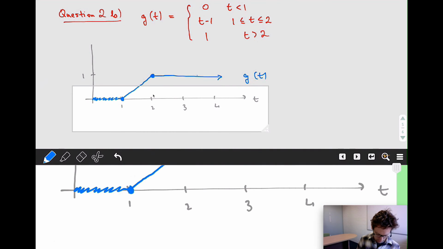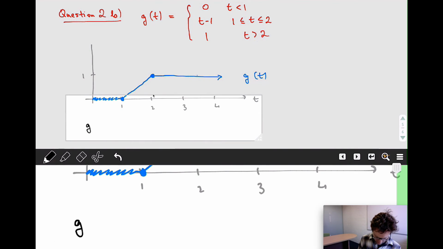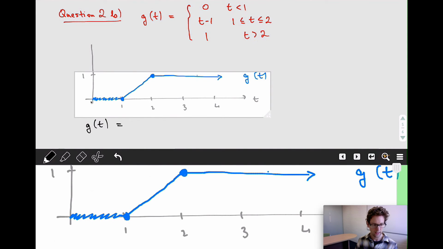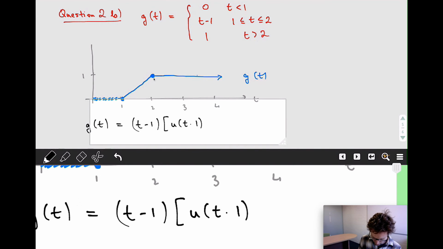So let's find what this function looks like when I express it in terms of Heaviside functions. And again, I'm going to use this idea of switching on and switching off different functions. The first thing I'm going to switch on at t equals 1 is the function t minus 1. But then I'm going to switch that off at t equals 2. So take the function t minus 1, switch it on at t equals 1, and then switch it off again at t equals 2.